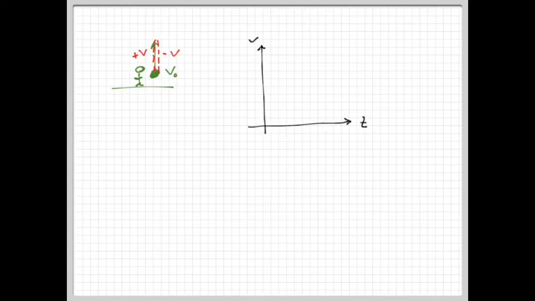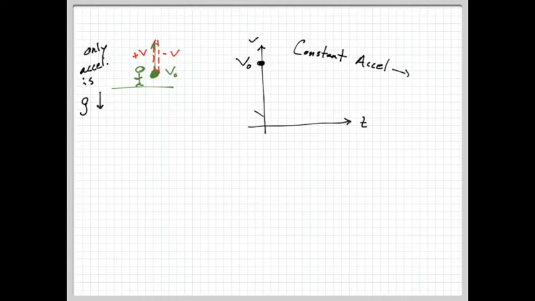velocity versus time, our graph would start up here with some initial velocity, because it starts positive. Now, what should this graph look like? Well, since there's nothing acting on the ball, the only acceleration is gravity downwards, or the acceleration due to gravity downwards. So that means our graph should have a constant slope, because if the acceleration is constant, we have a constant slope.